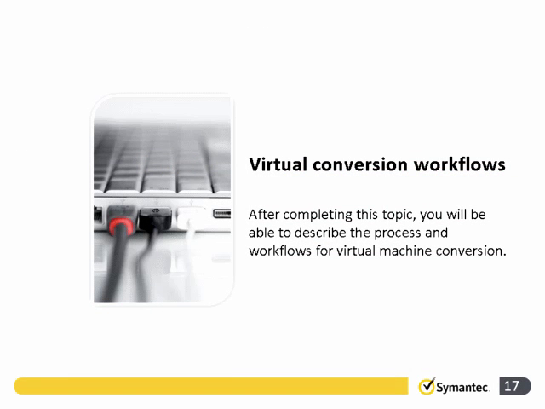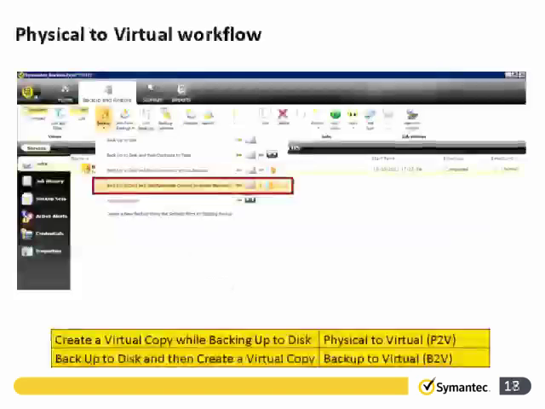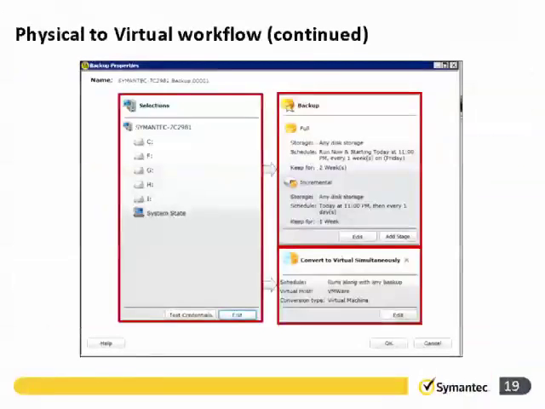Let's take a look at the workflows. How do I define my backup so that it will do this virtual conversion? So let's start with physical to virtual. If I go to the Backup and Restore tab, under Backup, we're going to say Backup to Disk and simultaneously convert to virtual machine. So this is a P2V. Later we'll take a look at a B2V, or running a scheduled conversion after the backup completes.